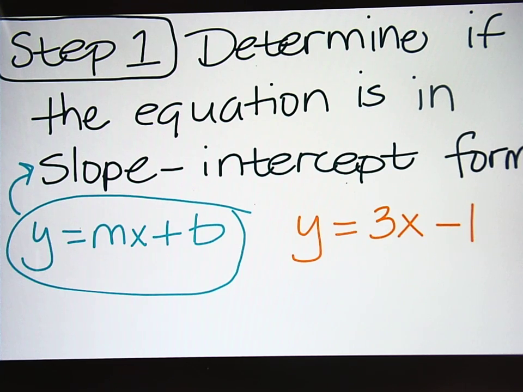Step 1, determine if the equation is in slope-intercept form. So recall, slope-intercept form is y = mx + b. Here's your equation, y = 3x - 1, and as you can see, it is in slope-intercept form. There may be times when you'll be presented with an equation that's not in slope-intercept form. It may be in standard form, quite possibly it may be in point-slope form. But if it's in any form other than slope-intercept form, you need to rewrite it so that it is.